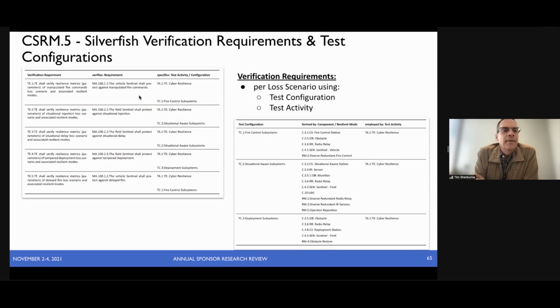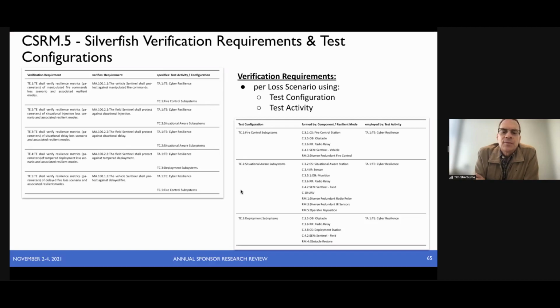So here we just have, as an example, at the top level, a verification requirement for verifying each of the Sentinel-based protections for each of the loss scenarios. And for each of those verification requirements, we talk about the test activity, and I'll show that in a minute, this test activity of verifying cyber resilience. And then, what is the test configuration needed for that specific test.